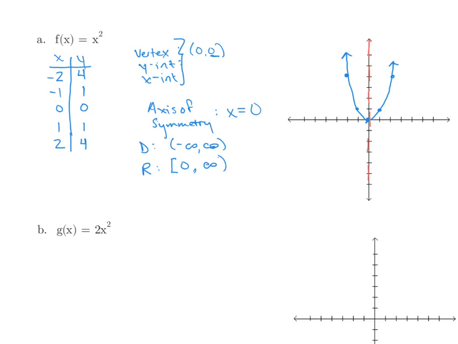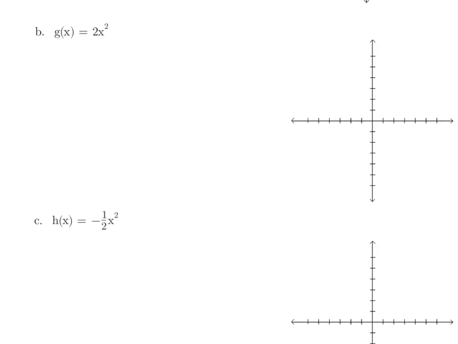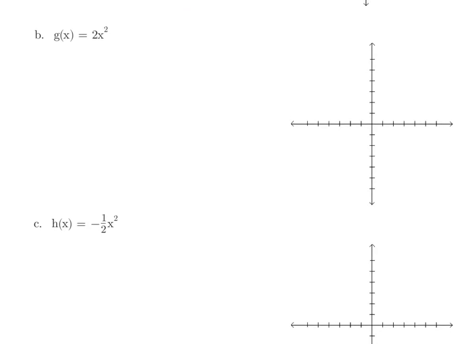Now for the rest of these problems, not only are we going to see what happens when a is negative, but we're also going to have leading coefficients that are not 1, which we did not see in the last presentation. So let's go ahead and see what happens if we have a larger leading coefficient. If we look at b, we have g of x equals 2x squared.